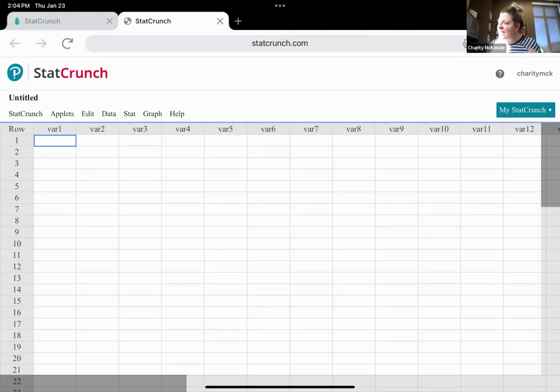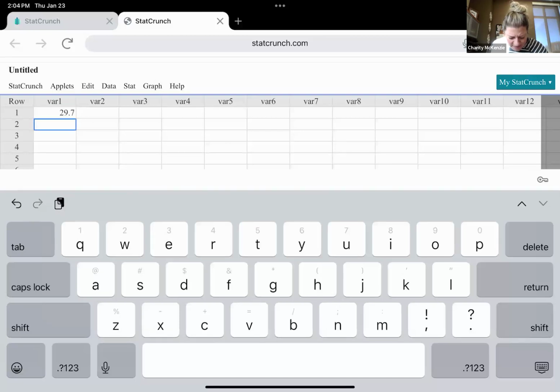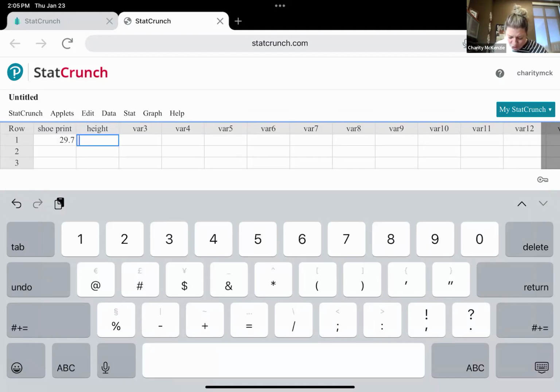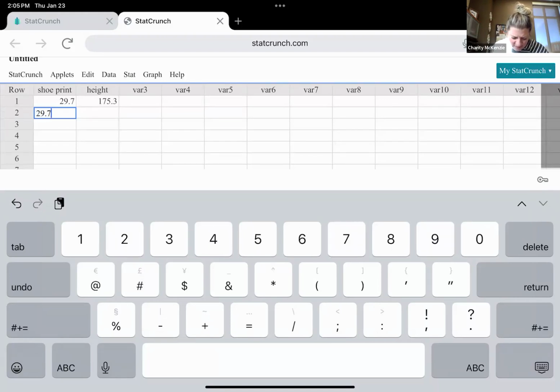But let's look at this data. We had shoe print. So I'm going to click in, and this first one was 29.7. And this is our shoe print. And what we're comparing on this one is your height versus your shoe print. So you would think as your shoe gets bigger, what do you think your height would do? It would be bigger.